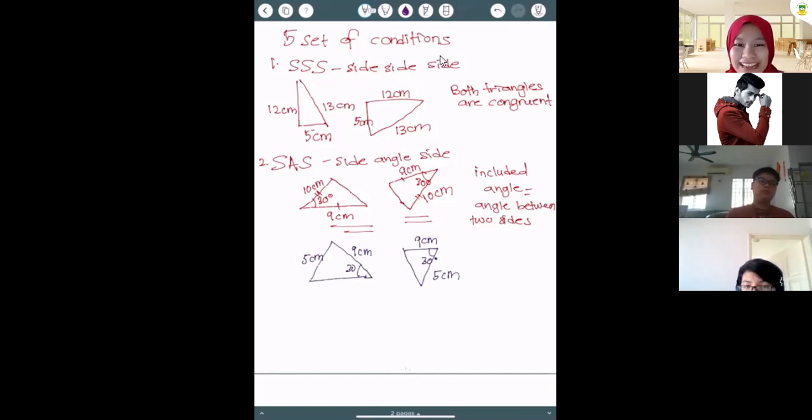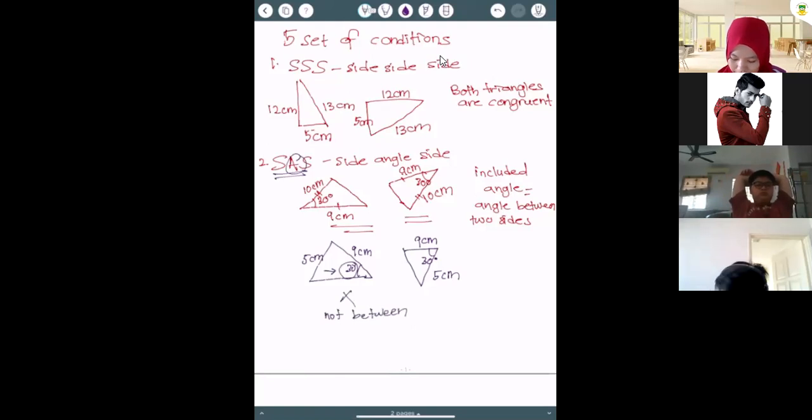No, you know why? Because remember SAS, your included angle should be in between the sides. So here, is it an included angle? No, because it's not between two sides. So 30° is not an included angle.